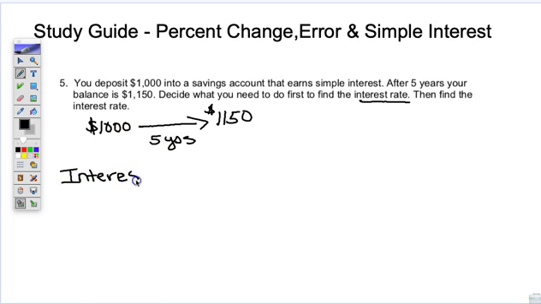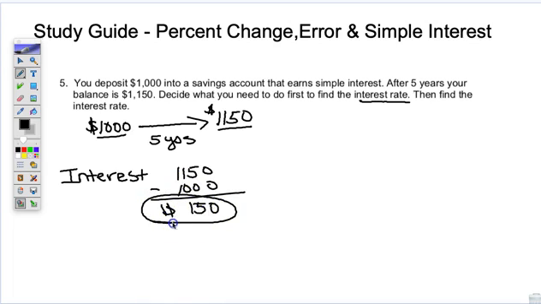So the first thing we need to do is to subtract these two to figure out how much interest we earned. Because remember, if you start with $1,000 and you end up with more money, you must have earned interest. So let's take the difference between the two. So 1,150, subtract 1,000, and it looks like we earned $150 in interest.